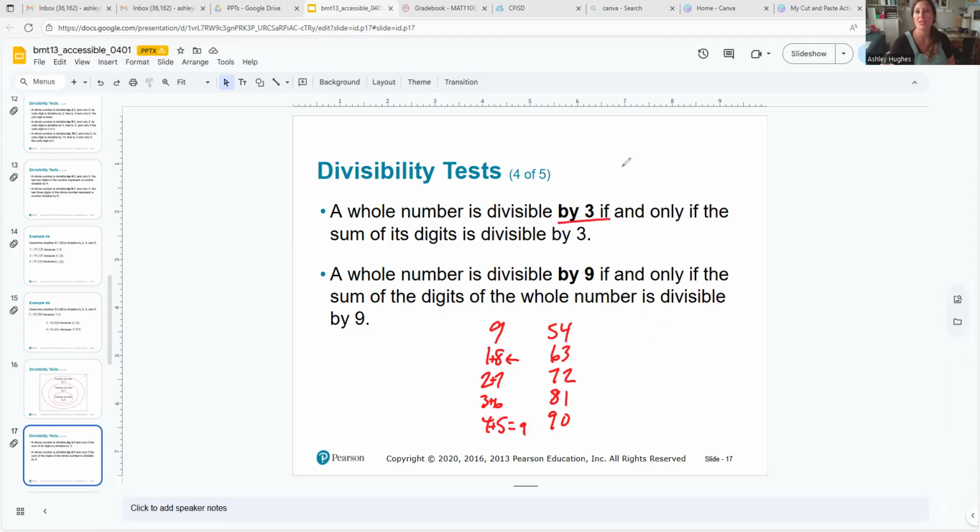Same for 3. So if I have something like this, I'm like 3 plus 1, that's 4, 4 and 3, that's 7. So that's not divisible by 3 because it didn't work out, right? But if I have 3, 1, 2, is this divisible by 3? Well, 3 plus 1 is 4, and 4 plus 2 is 6, and 6 is divisible by 3. So that means this number is divisible by 3.